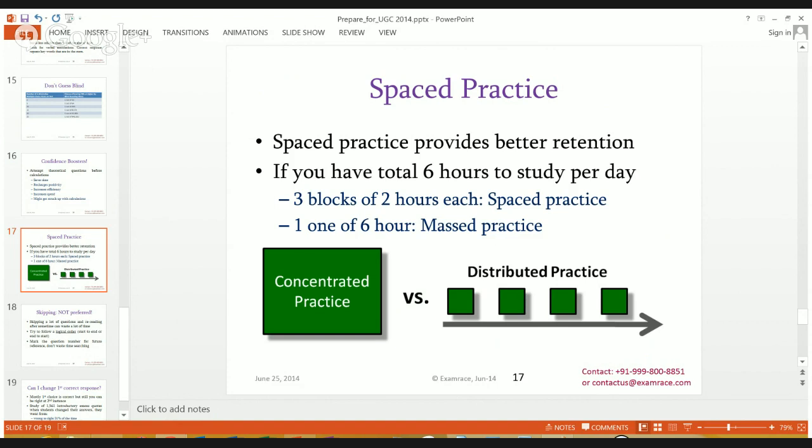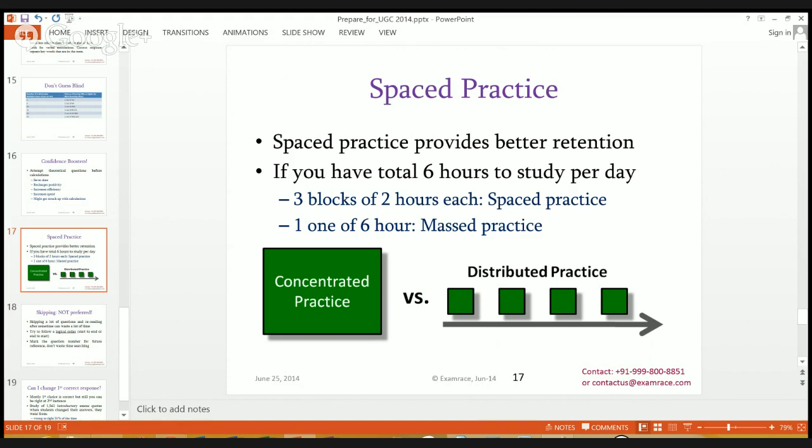What does spaced practice mean? Spaced practice means rather than sitting for 6 hours or 10 hours at a stretch, it's better to sit for 1 hour, take a break for 15 minutes, then come back and revise the next topic. So keep flipping about the topics, keep taking small breaks. That would help you provide better attention and much stronger memory.